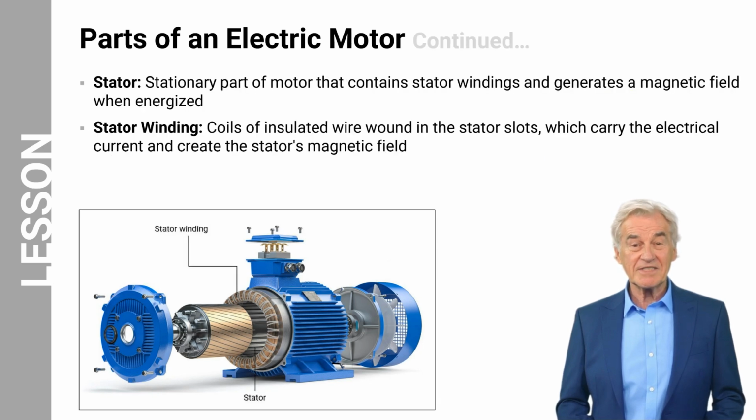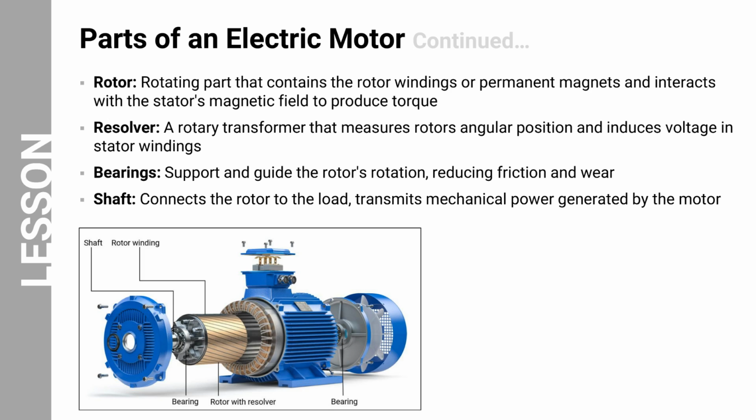The stator is the stationary part of the motor that contains the stator windings, which are coils of insulated wire wound in the stator slots. When energized, these windings generate a magnetic field. The rotor, on the other hand, is the rotating part that contains either rotor windings or permanent magnets. It interacts with the stator's magnetic field to produce torque, which causes the rotor to rotate.